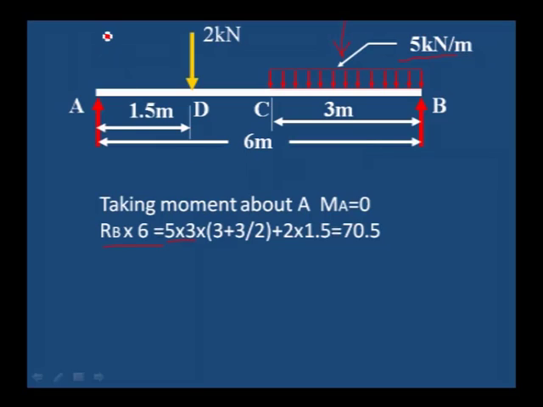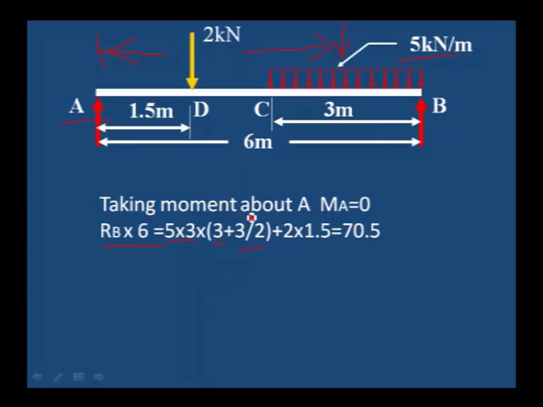To calculate the distance from the A point to the center of the CB, from A to C is 3 meter plus 3 divided by 2, that is the center of the CB, 3 plus 3 by 2. We have to calculate the distance from the center of UDL to the point where we take the moment. Therefore 3 plus 3 divided by 2.